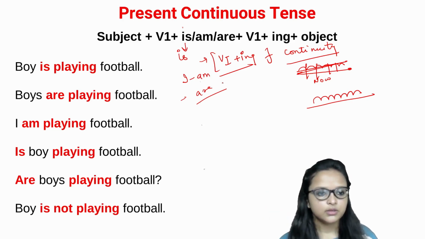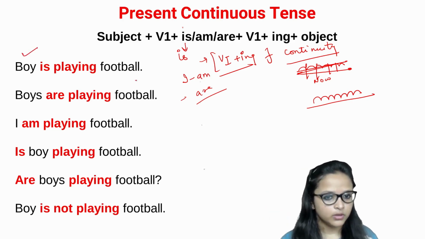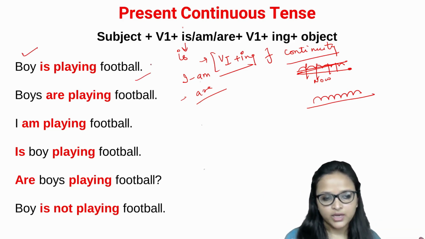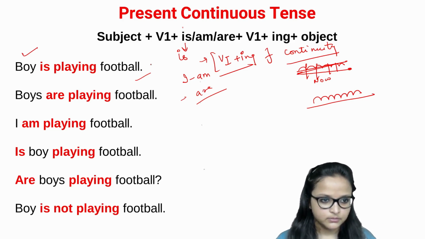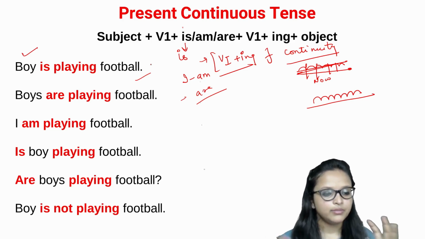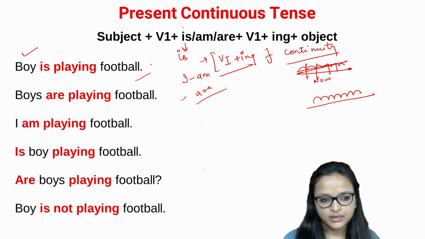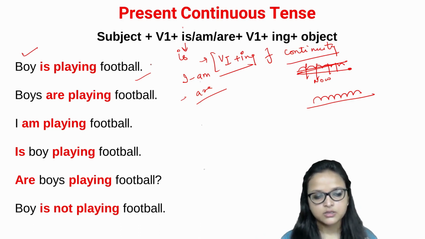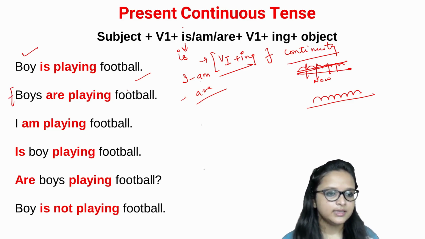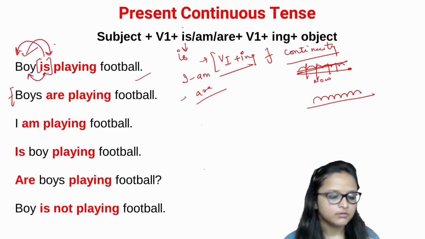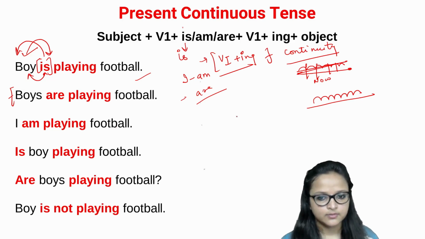Okay, so boy is playing football. It means the boy started playing football recently and he is still playing it. I am playing football. I started playing it and I'm still playing it. There is no stop. And to make these sentences interrogative, you just need to replace these two things, subject and helping verb. Replace or exchange their places.